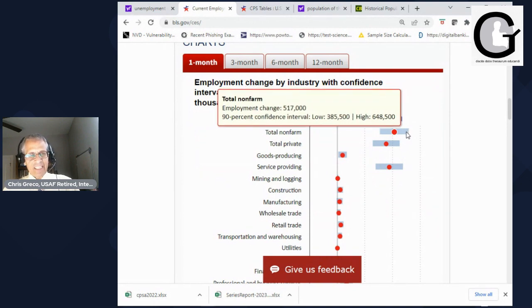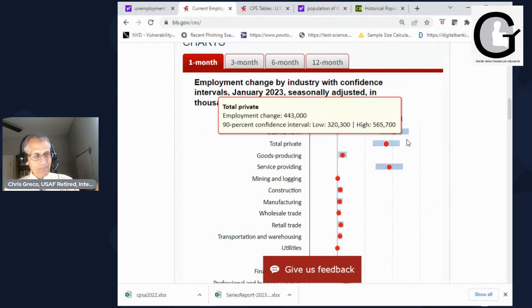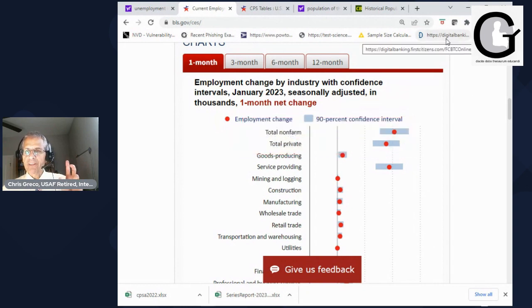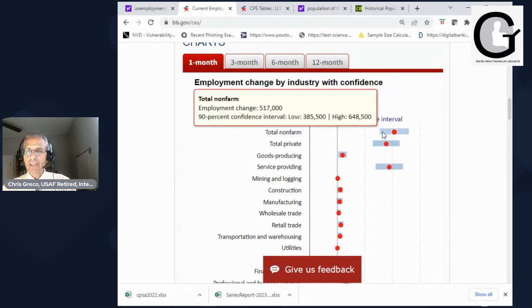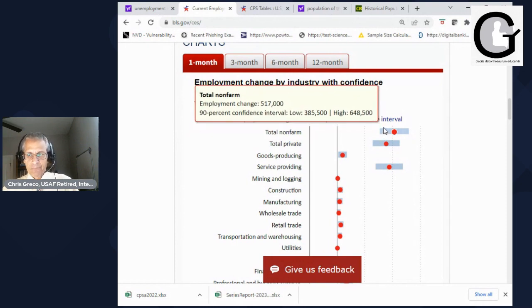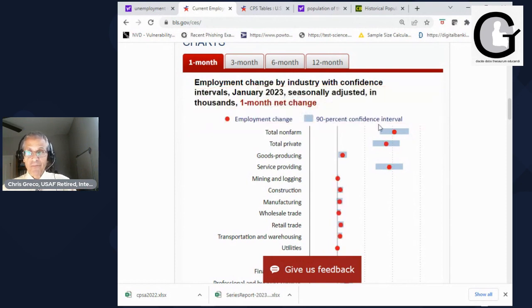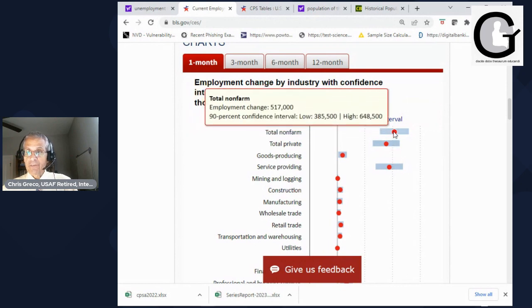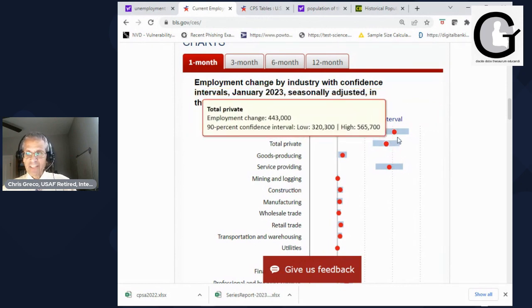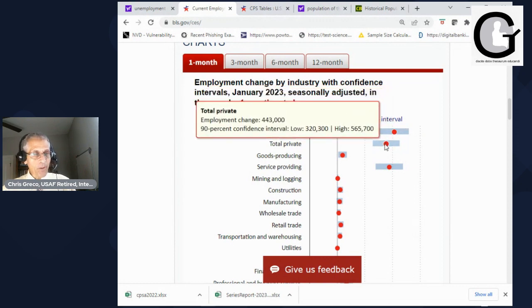That means that somewhere within that, if you conduct this employment change survey, whatever survey you're using, if you do it over a million times, you're going to get somewhere between 385,000 and 648,000. That's what you're going to get. That's a large interval, folks. That is a very, very large interval, but the employment change is 517,000. That's nonfarm. Total private is about 443,000. Again, employment change.